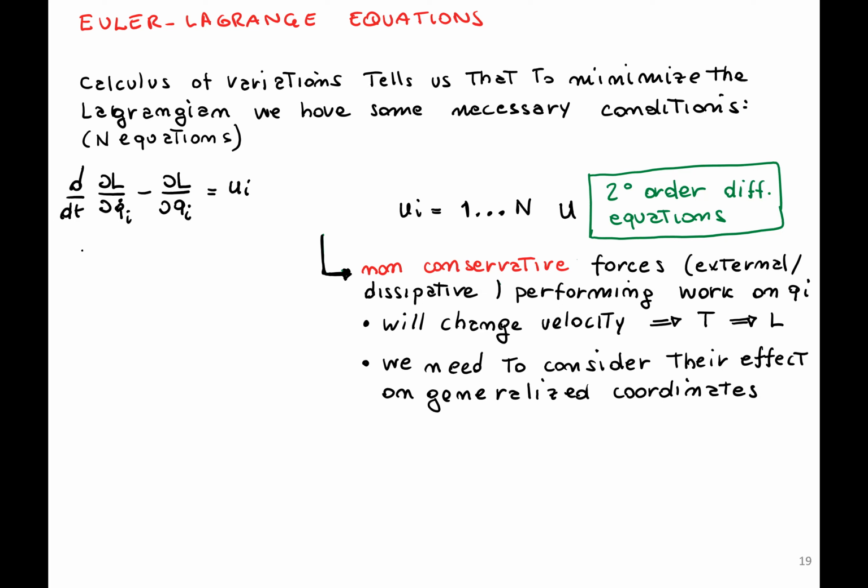Okay, we use partial derivatives. Why? Because we have a dependency on two variables. One is the position of the joint, and one is the velocity of the joint. And these ones are the U_i, the non-conservative forces that are performing work on the generalized coordinate. They usually are on the right-hand side of the dynamics equation.